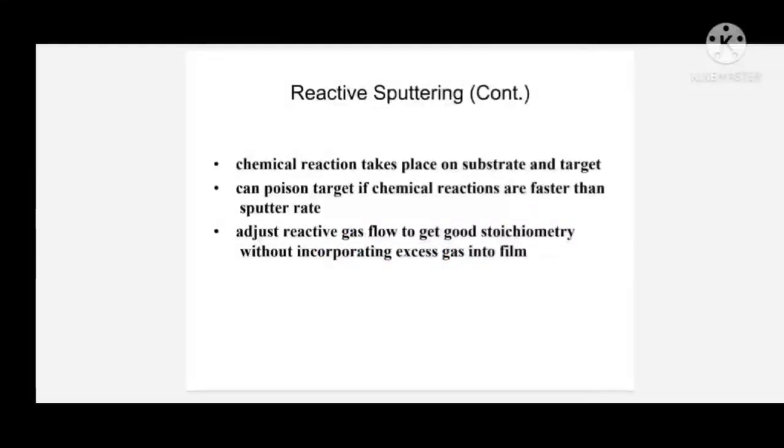Reactive sputtering. Chemical reaction takes place on the substrate or target. Can poison the target if chemical reactions are faster than the sputter rate. Adjust reactive gas flow to get good stoichiometry without incorporating excess gas into the film.